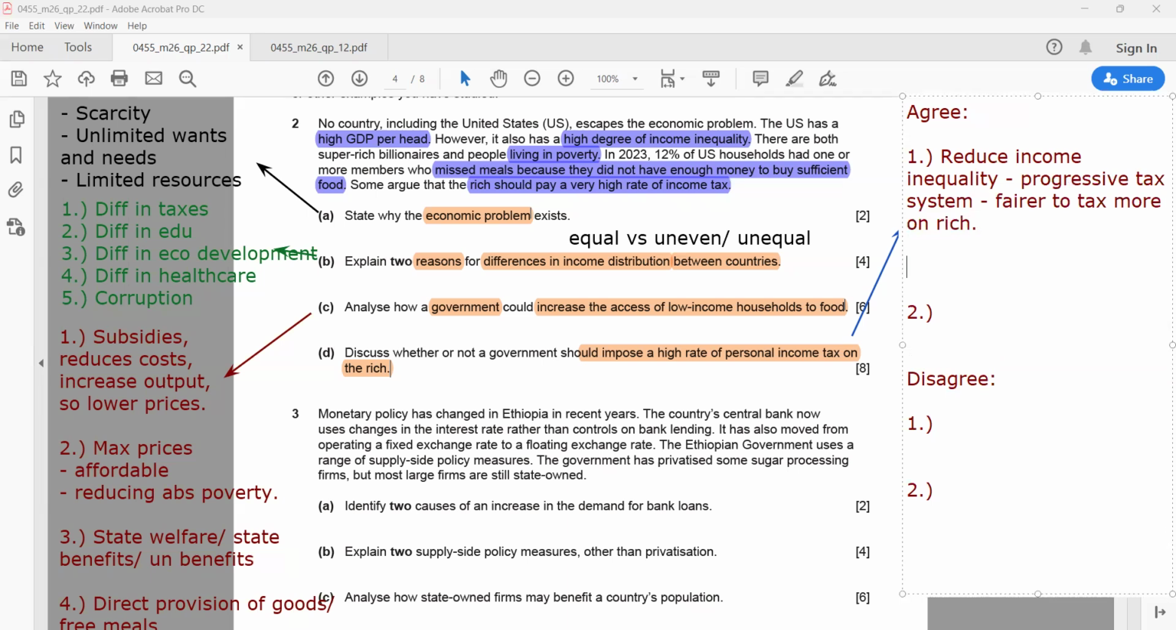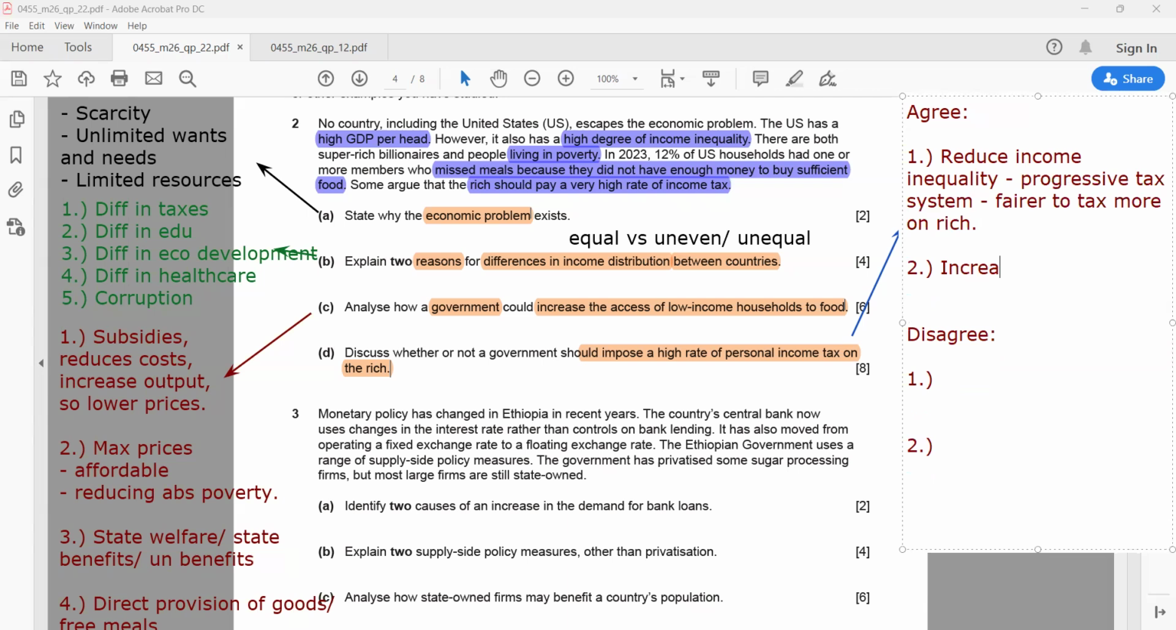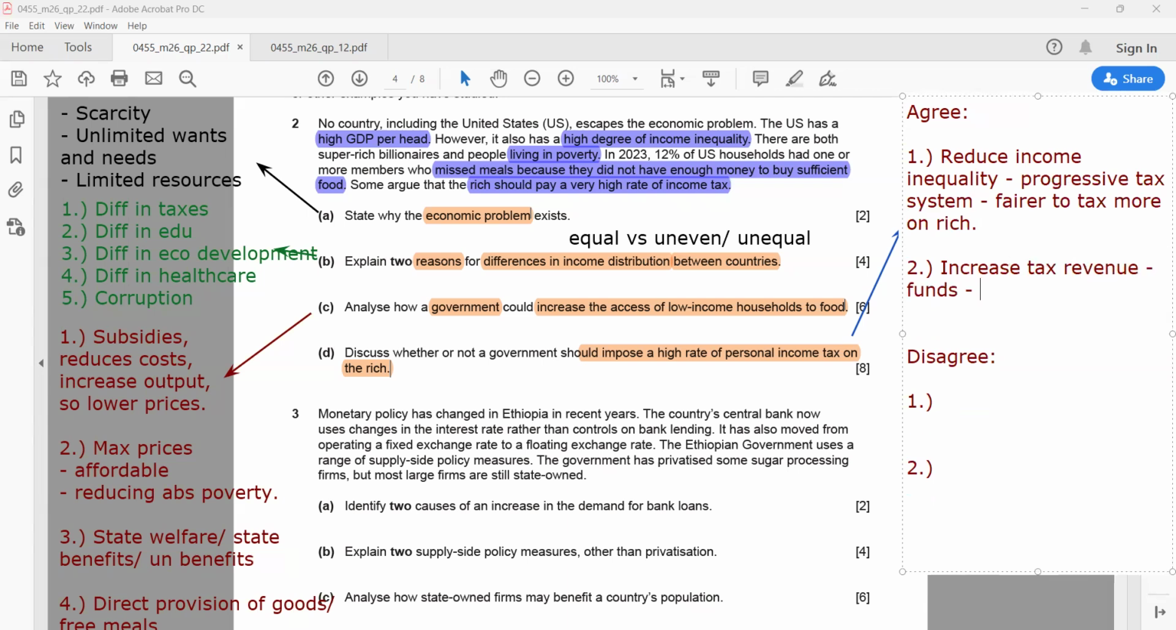Okay. Now, second, you thought about this can also increase the tax revenue. So therefore, these funds can be used for economic development. Very good. These two are very good answers. Okay, now I want you to tell me what are the points to disagree, that we shouldn't impose a high rate of income tax on the rich. Why they should not?